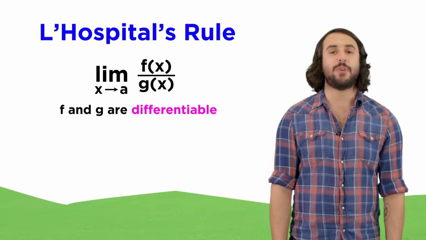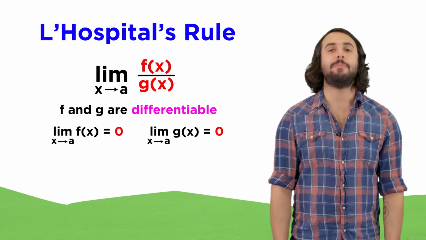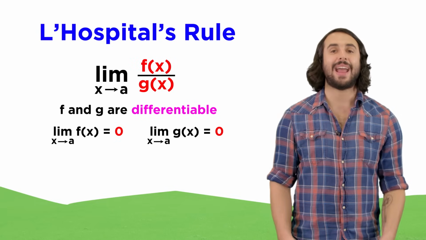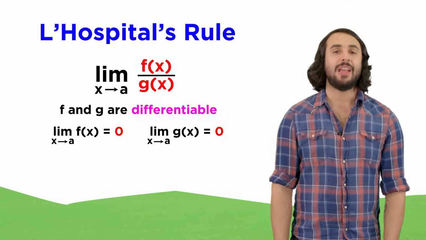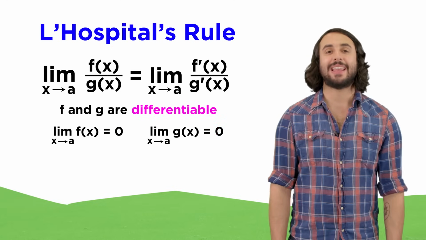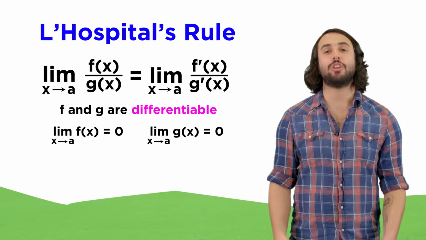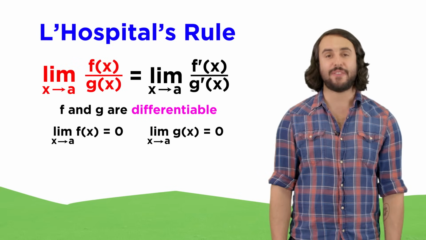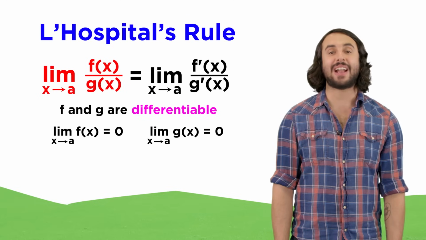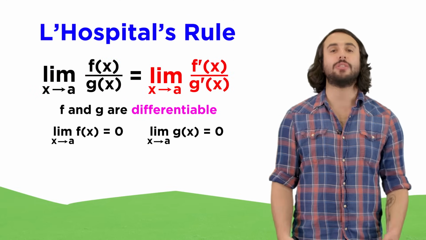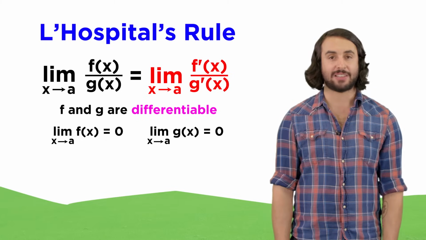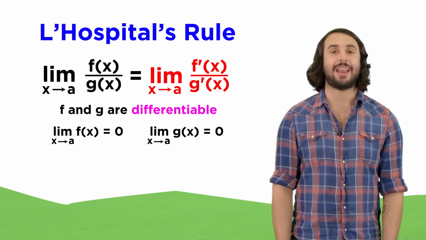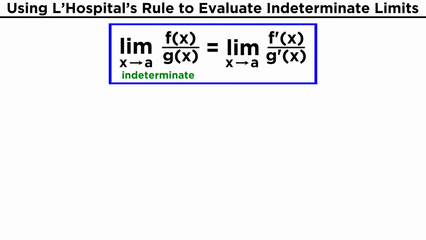If both of these functions are differentiable, and both of them approach 0 as x approaches a, this indeterminate form can be evaluated if we take the derivative of each function. In other words, the limit of f of x over g of x as x approaches a is equal to the limit of f prime of x over g prime of x as x approaches a. Let's apply this to one of the functions we looked at when we first learned about limits.